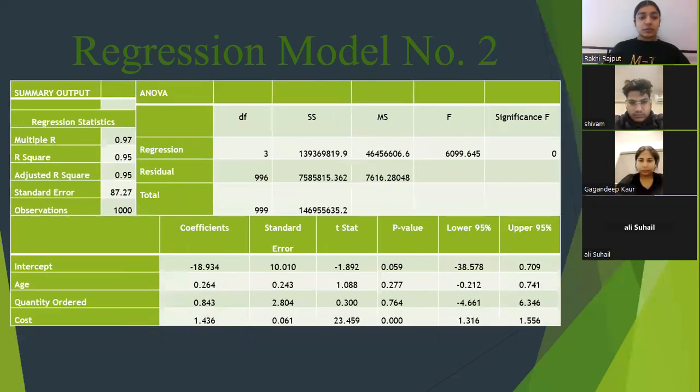Let me speak about model number 2. In this model, out of two variables, the cost is significant, impacting the profit, as a $1 increase in cost leads to a 1.43 increase in the profit, while the other variable, though impacting the profit, has an impact that is insignificant. In this model, out of three variables, the cost is significant, impacting the profit as a $1 increase in cost leads to a 1.43 increase in profit, while the other two variables, though they are impacting the profit, have an impact that is statistically insignificant.